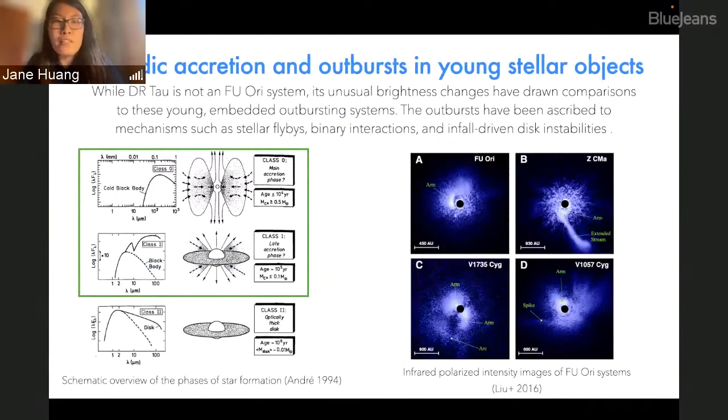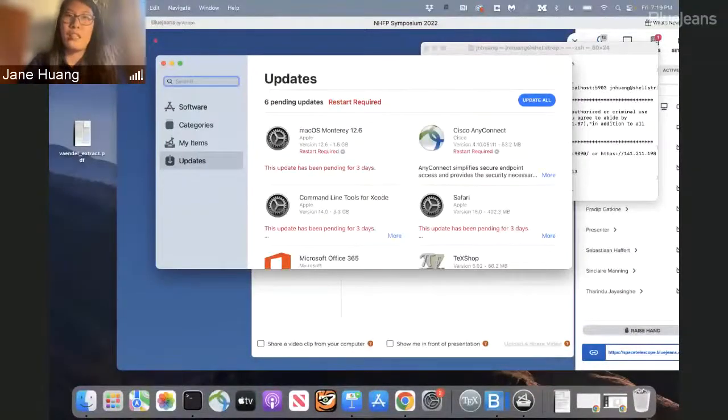This extreme brightening event has drawn comparisons to the outbursts of the young embedded FU Ori systems. The FU Ori outbursts have been ascribed to some sort of interaction with the environment, such as stellar flybys, binary interactions, and infall-driven disk instabilities. And these images on the right-hand side of the slide show the various kinds of complex environments that have been observed toward FU Ori type systems. So even though DR Tau is not an FU Ori system, its extreme brightness changes made me curious about what its environment looked like.